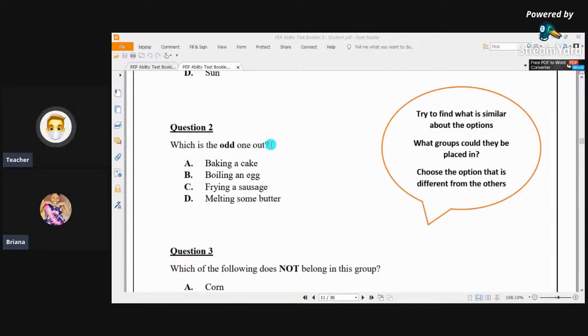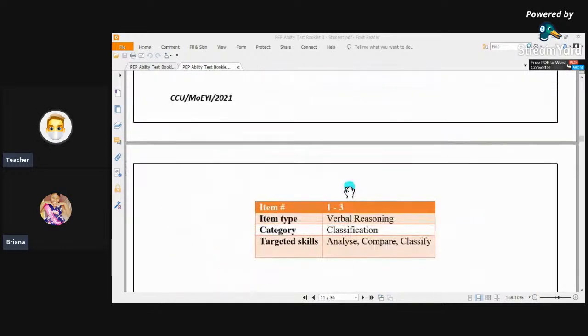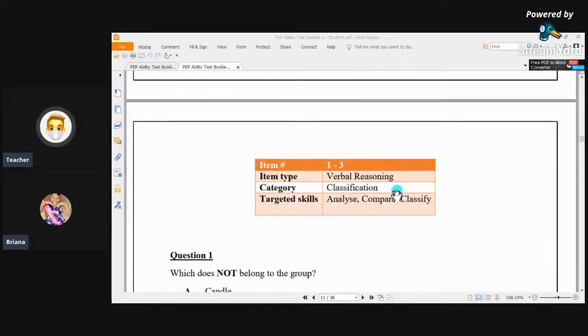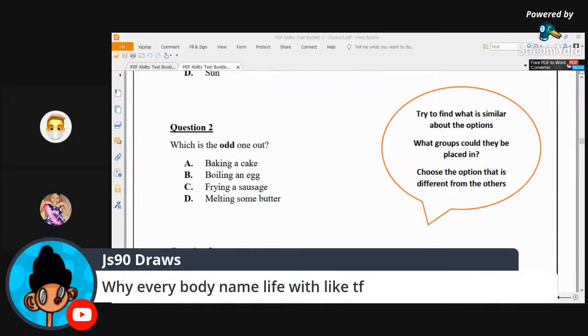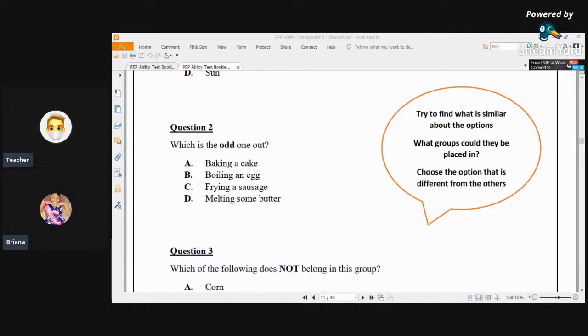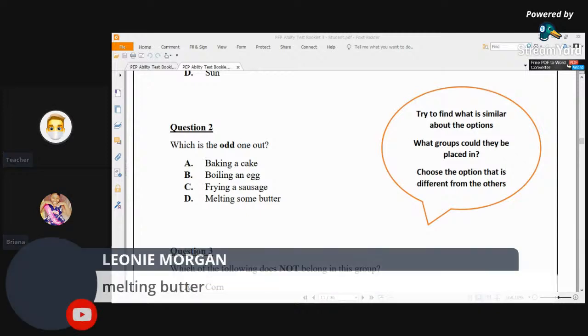So that means if we're going to use the tip, let's see if we can put them into groups, okay? Because remember that one of the skills here is the category classification, to classify, to compare, to analyze. Those are the targeted skills, okay? So let's go here. Which one is the odd one out? Let's see. JS90 says no, not that response. Okay, let's go with Leonie.